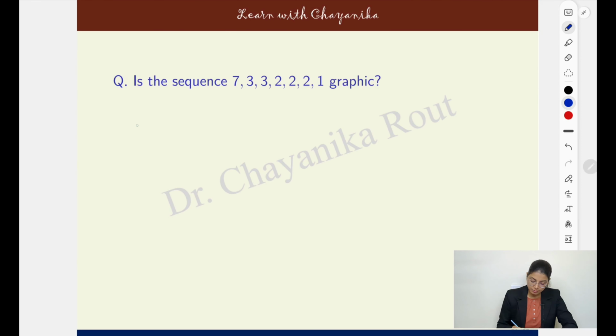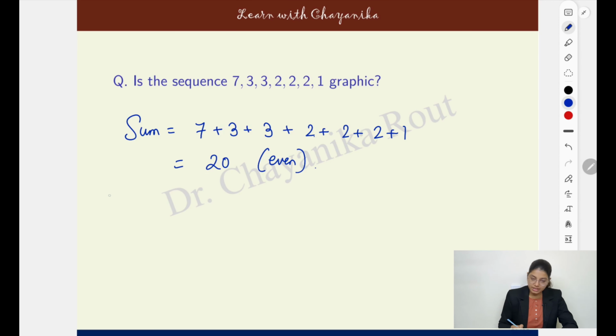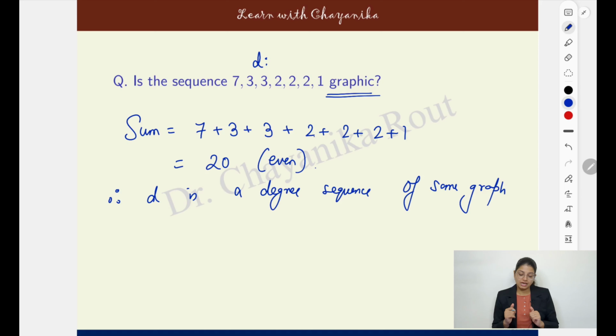Let's check for another problem. So here the sum of all the terms would be 20. The sum is an even quantity. Now once you know it is even, we know that the given sequence, if it is D, then D is a degree sequence. The total sum being even can only let us conclude that it is a degree sequence. Now we have to check whether it is a graphic sequence or not, because that is the question. Now see, the sequence present here contains 7 terms.